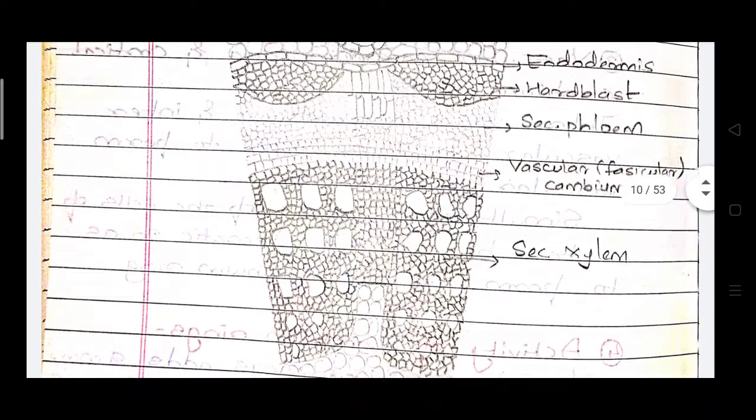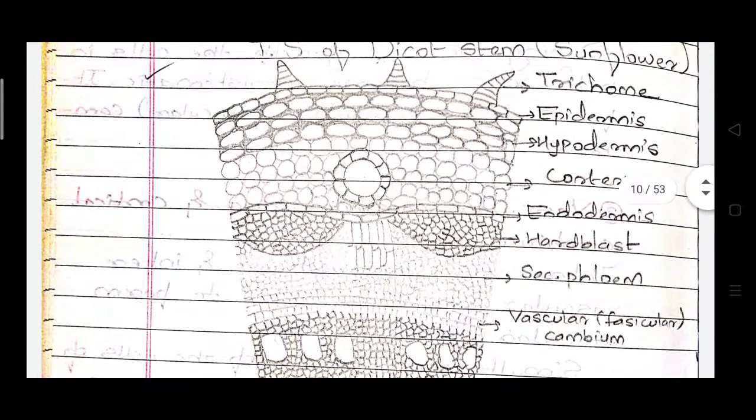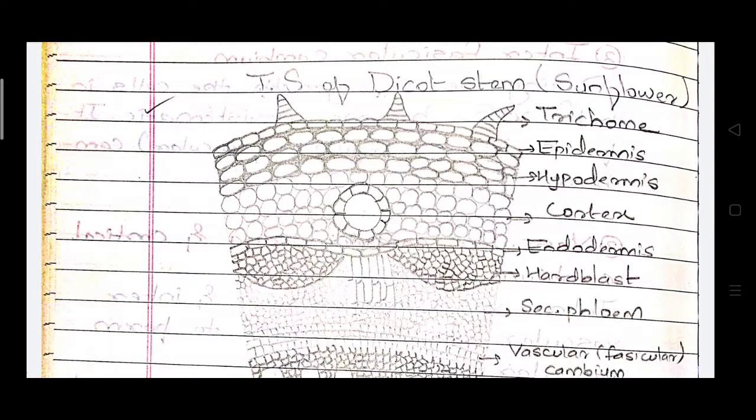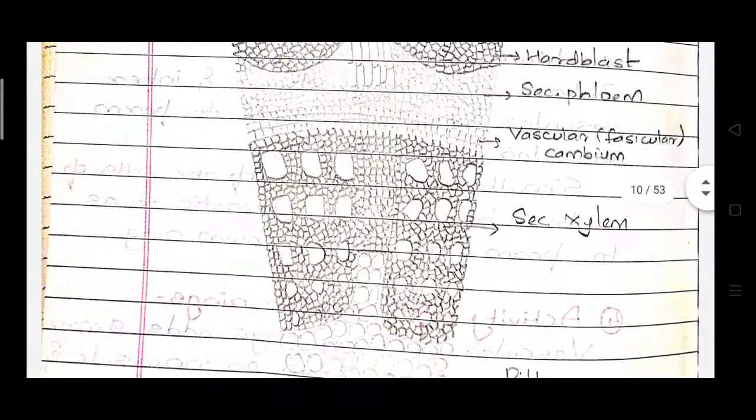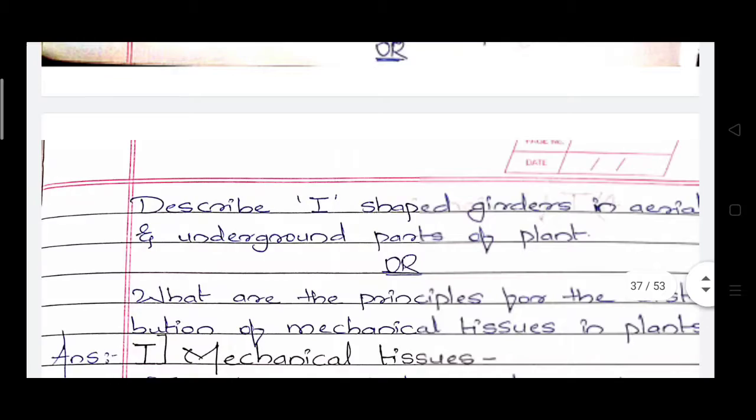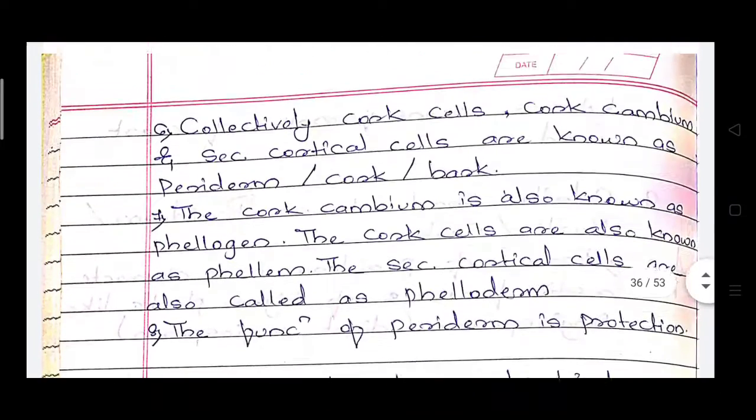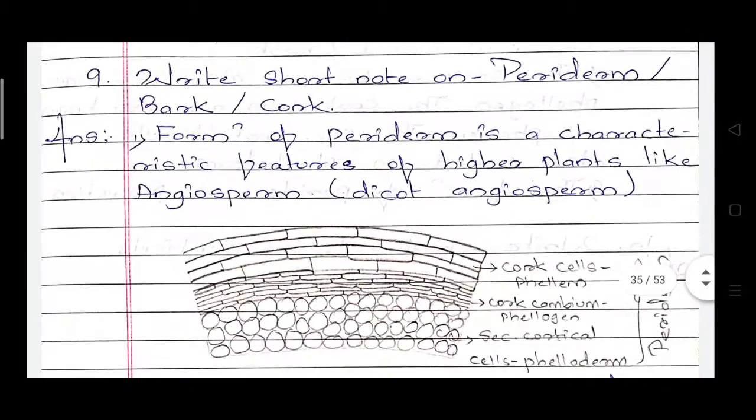In this way normal secondary growth happens in the dicot stem, such as sunflower. Sunflower is the best example of a dicot plant. I hope all of you understand this.